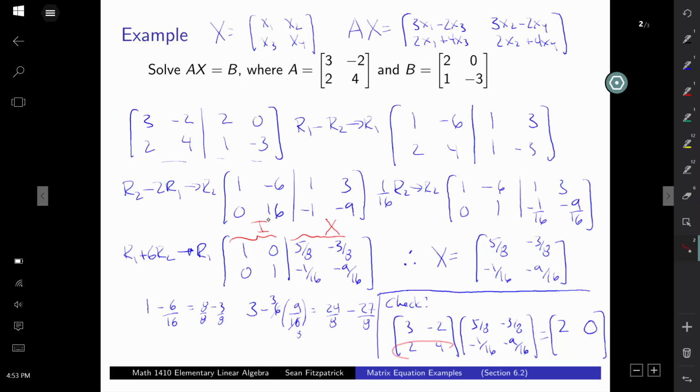Now I do row 2, column 1, 2 times 5/8, that's 5 quarters. 4 times minus 1 over 16, that's minus 1 quarter. So 5 quarters minus 1 quarter gives me 4 quarters, which is a 1. And finally, row 2, column 2, 2 times minus 3/8, so minus 3 quarters minus 9 quarters, that's minus 12 over 4. Minus 12 over 4 gives me minus 3, which is what I want. So it worked in this case.